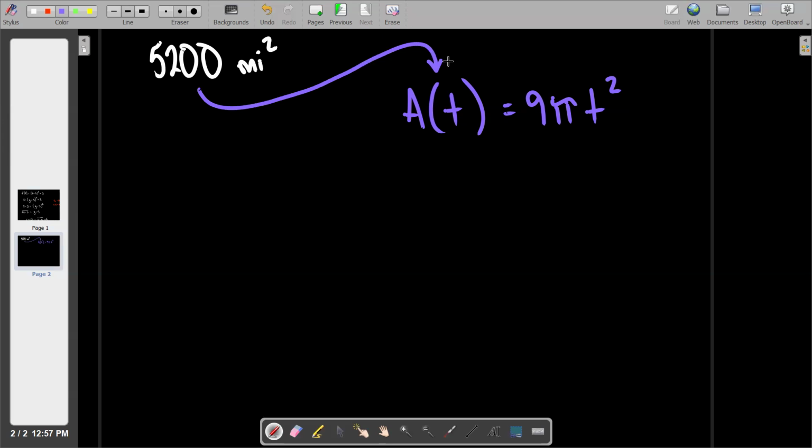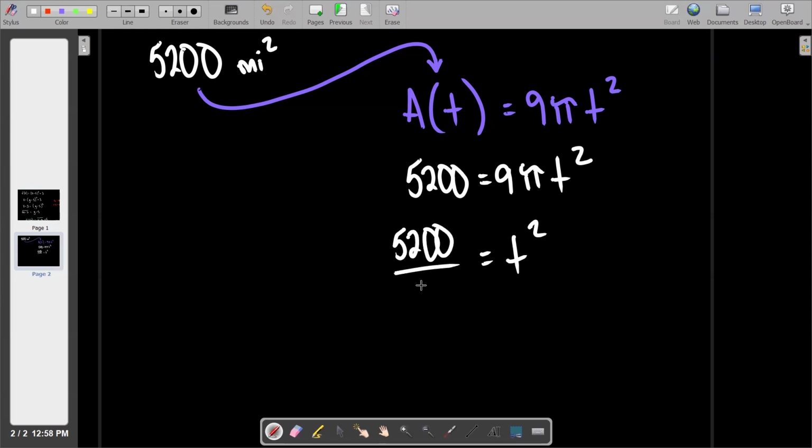We can force an output just as much as we can force an input, right? Or vice versa. So it's going to say 5,200 equals 9 pi t squared. So let's always strive for two versions of every answer. Just like what we're going to do here, we're going to go for the perfect answer, perfect world, no wind current, no nothing like that. What would the algebra gods say to do here? Divide by 9 pi. So that's going to get us down to t squared equals 5,200 divided by 9 pi.